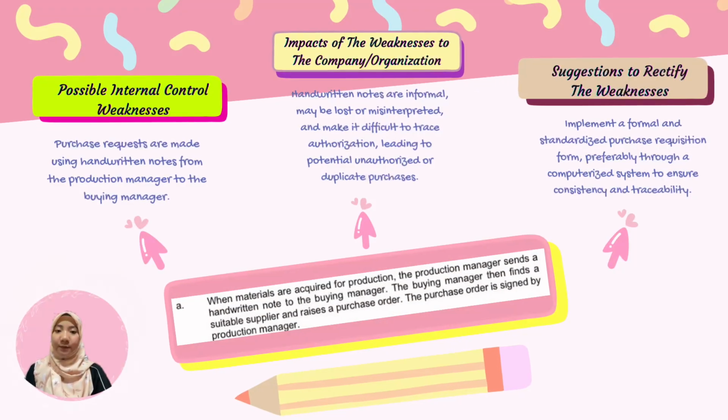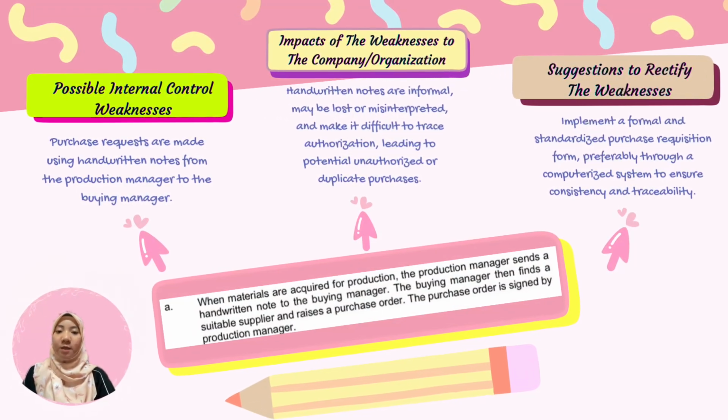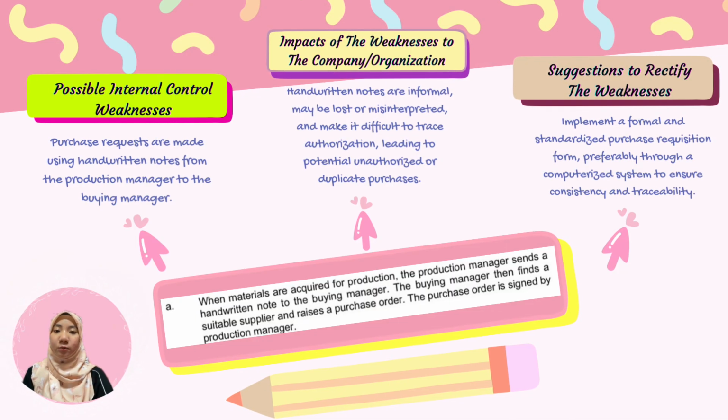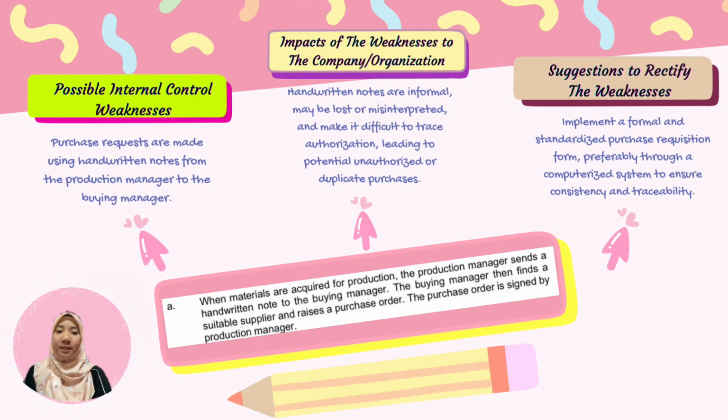Okay, for the first finding, A. When materials are acquired for production, the production manager sends a handwritten note to the buying manager. The buying manager then finds a suitable supplier and raises a purchase order. The purchase order is signed by the production manager.